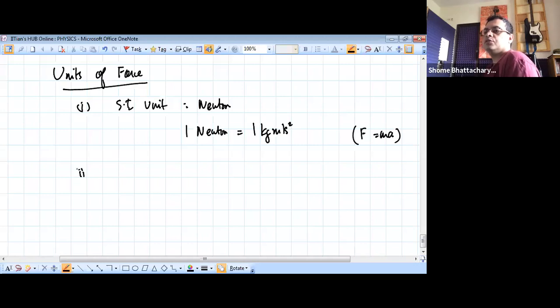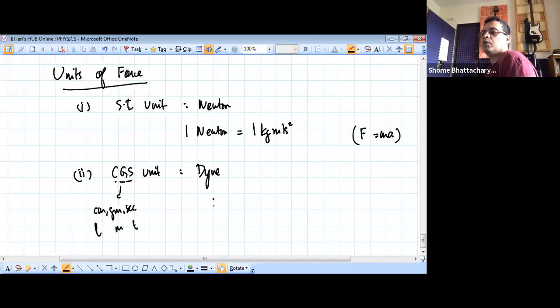The second unit you should know is the CGS unit, which is called dyne. CGS, as you know, stands for centimeter gram second. So in the CGS system we define length in centimeters, mass in grams, and time in seconds. So 1 dyne becomes 1 gram centimeter per second square.